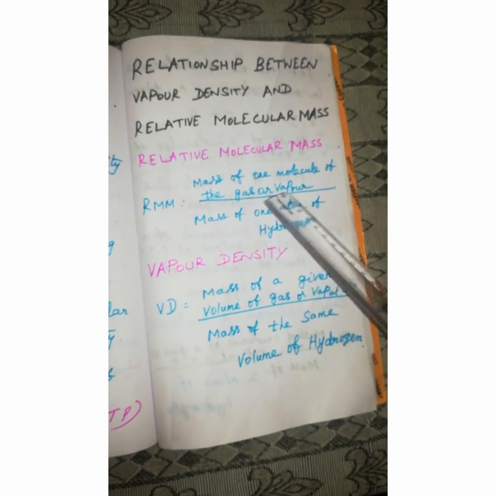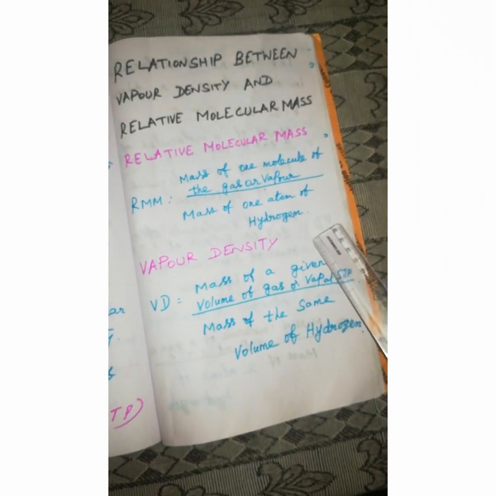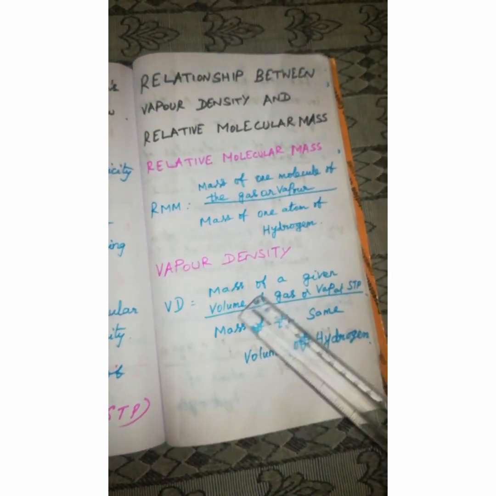So what is the relation between vapor density and relative molecular mass? First we can write the formula for relative molecular mass. Relative molecular mass is equal to mass of one molecule of gas or vapor divided by mass of one atom of hydrogen. We can write the definition: it is the ratio between the mass of one molecule of the gas or vapor to the mass of one atom of hydrogen. Vapor density equals mass of a given volume of gas or vapor divided by mass of the same volume of hydrogen at STP.